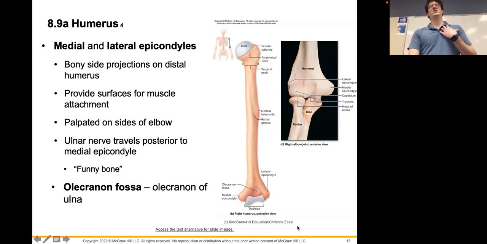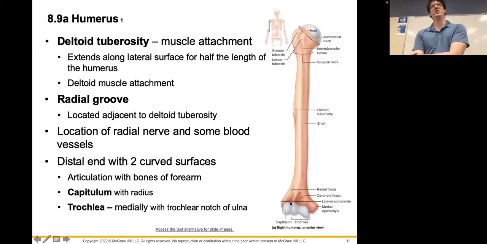So if we look at the posterior side of the humerus, notice that the capitulum goes away. We can't see the capitulum anymore. So the presence of the capitulum is going to tell us that we are looking at the anterior surface of the bone.